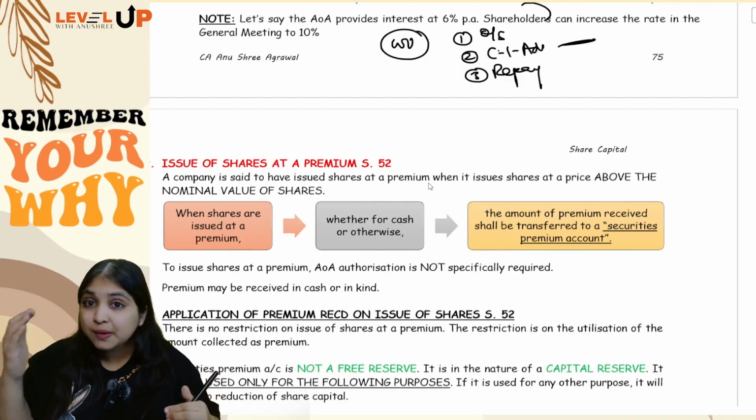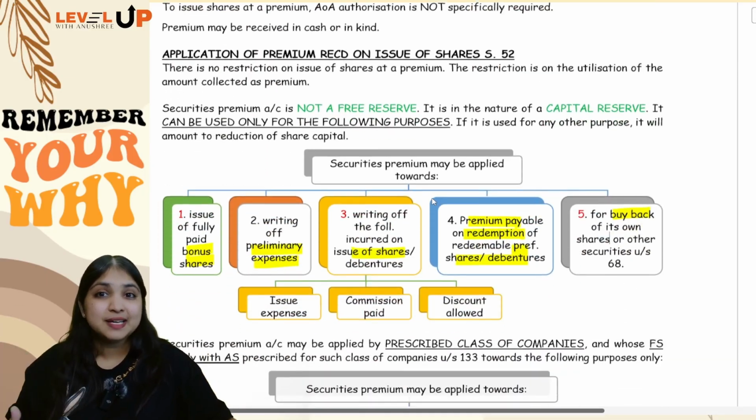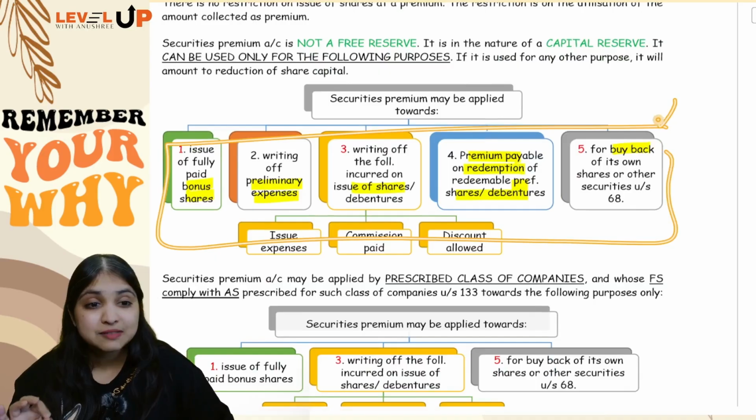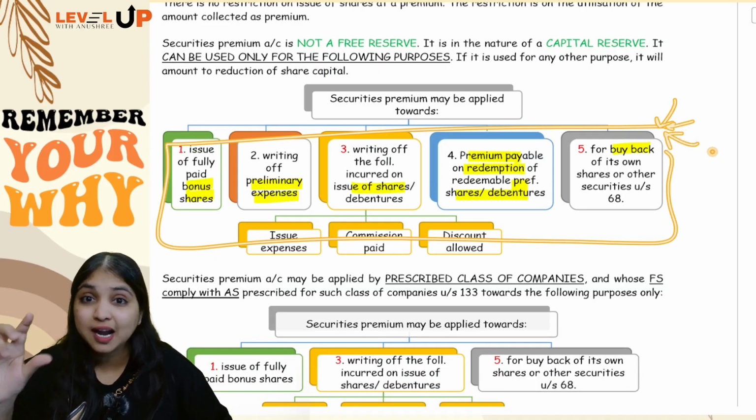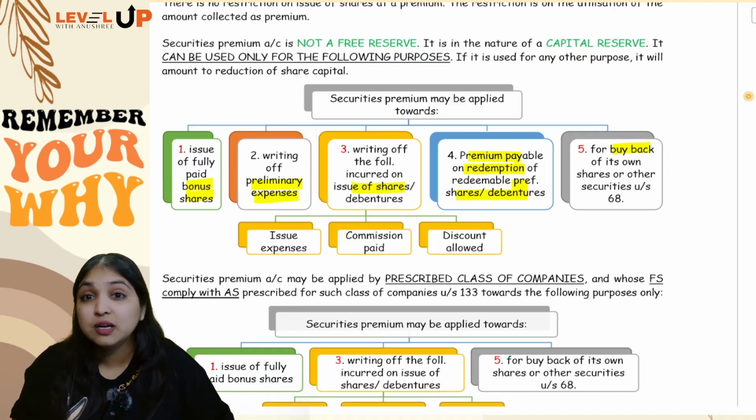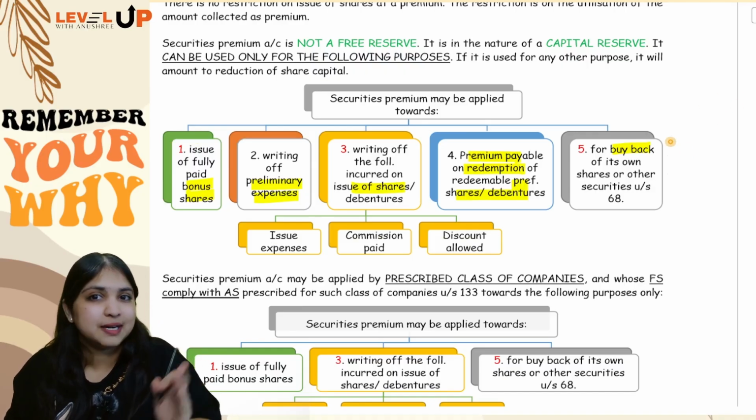Now there's no limit on the premium amount, but once the premium money is collected, the company can use that premium money only for these 5 purposes. These 5 purposes we had discussed along with the accounting entries. Remember the journal entries, guys? Keep that in your mind. That will ensure that you never misinterpret the concept.